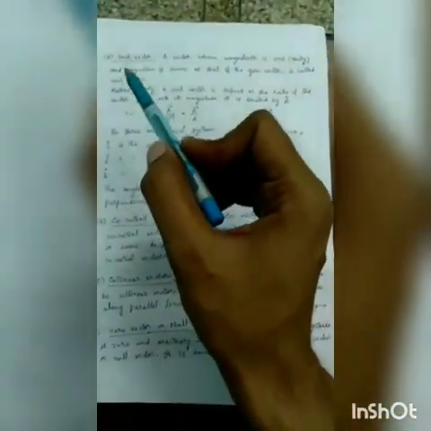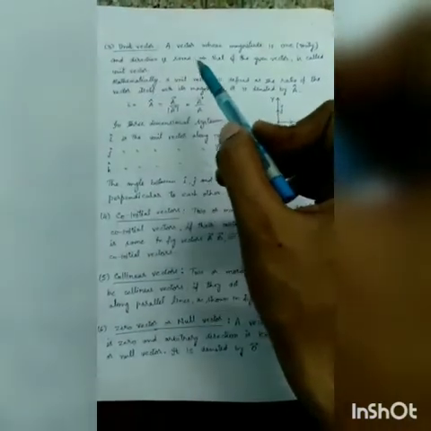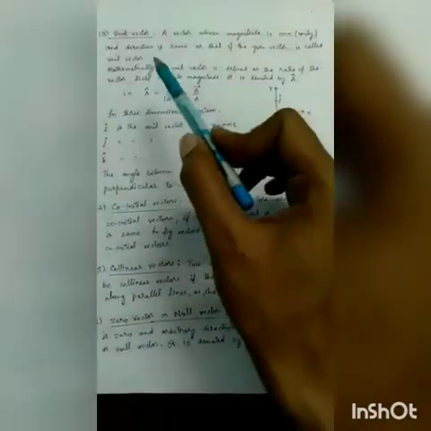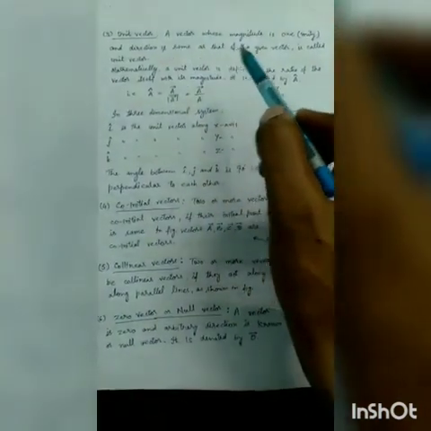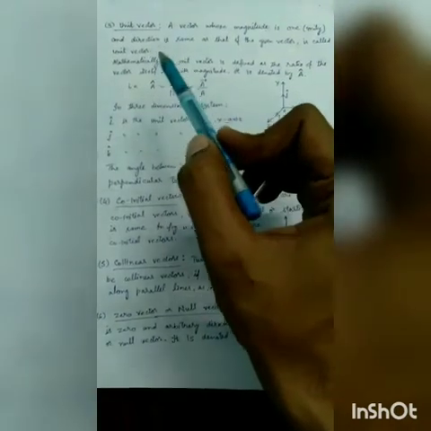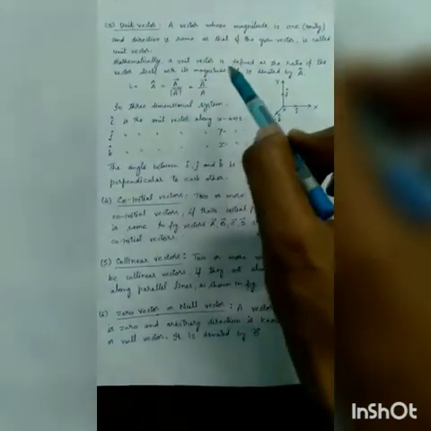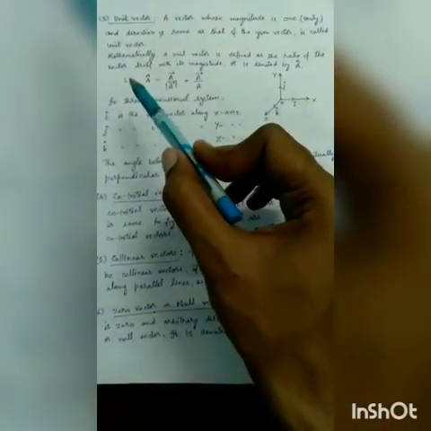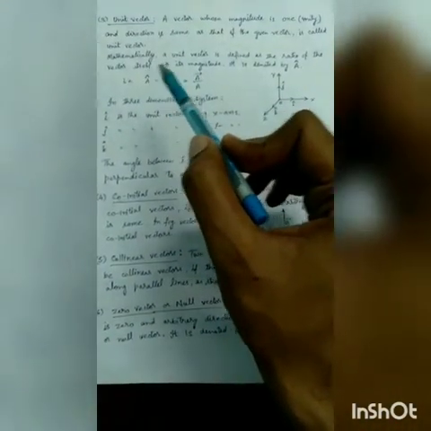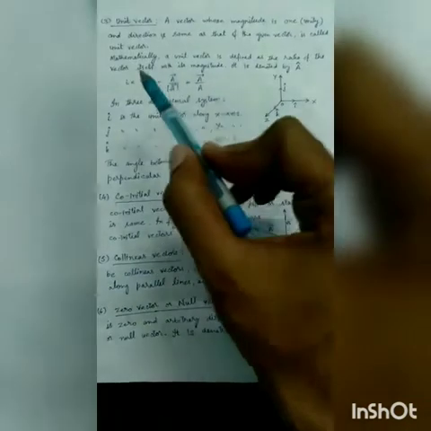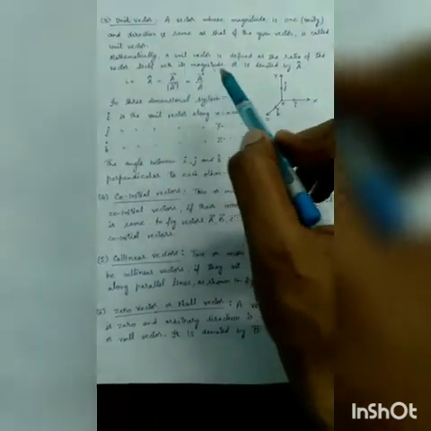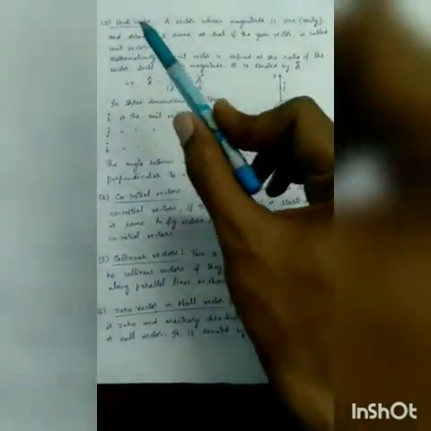Third type is unit vector. A vector whose magnitude is 1, which is known as unity, and whose direction is the same as that of the given vector is called a unit vector. Mathematically, a unit vector is defined as the ratio of the vector divided by its magnitude.